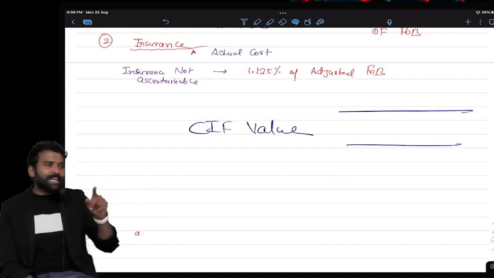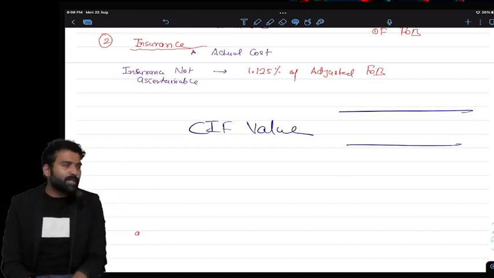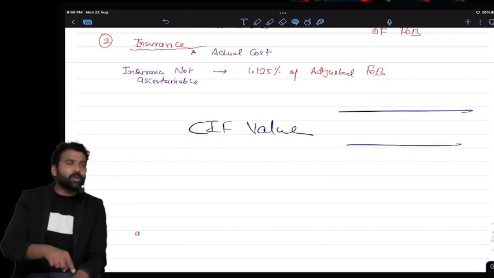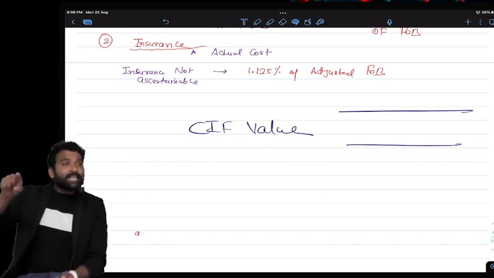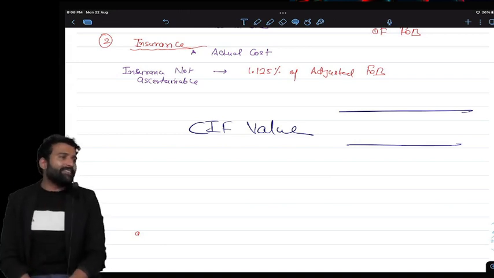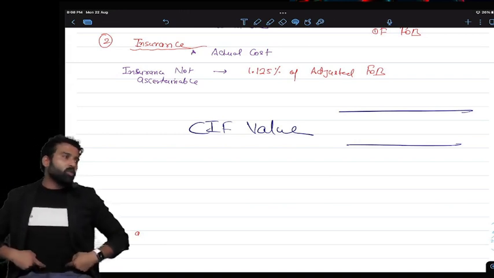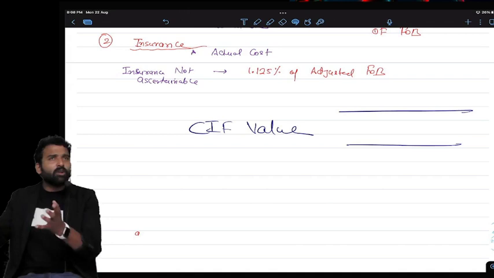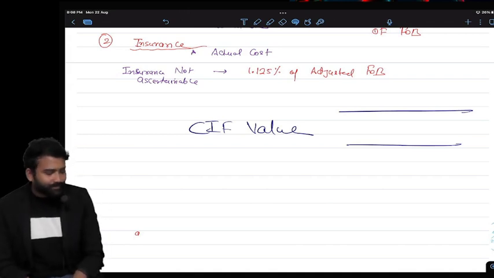Again the same as royalty. If it is possible to calculate, then we will be going for this valuation. If it is not possible to calculate, then we will be calculating the value as per the other import valuation rules, as per rule 4, 5, 6, 7, 8. Okay.